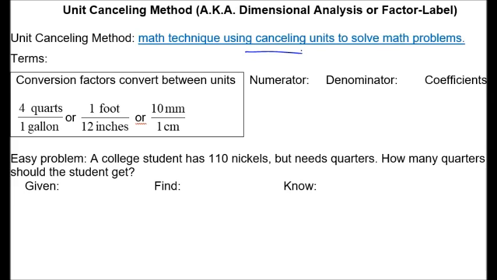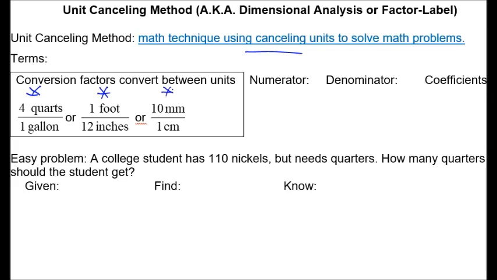Conversion factors are used to convert between units. So here's some examples here. We have 4 quarts is the same thing as 1 gallon. We have that 1 foot is the same thing as 12 inches. Or we know that 10 millimeters is the same thing as 1 centimeter.